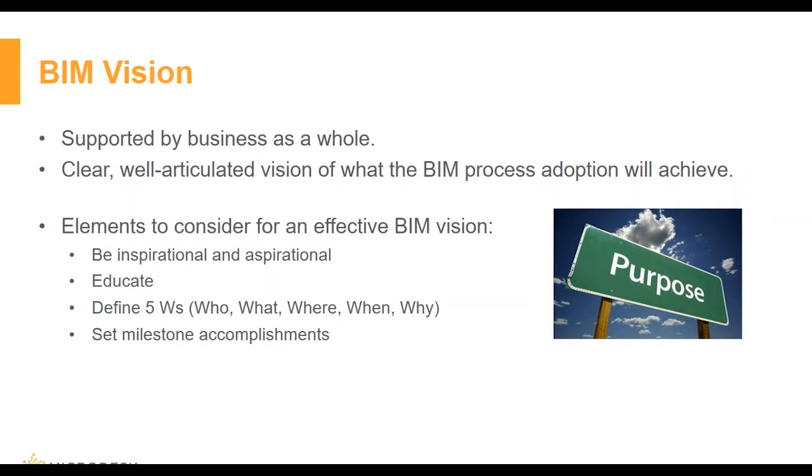Some elements to consider for an effective BIM vision can be the following. One, it should be inspirational and aspirational. The vision must be far-reaching and sufficiently aspirational to unite the various elements of the organization. Two, it should also educate, so your executive leadership may need to be educated on BIM and consider its impact in setting corporate strategies. A good way to begin is to establish a relationship with a trusted advisor, such as Microdesk.